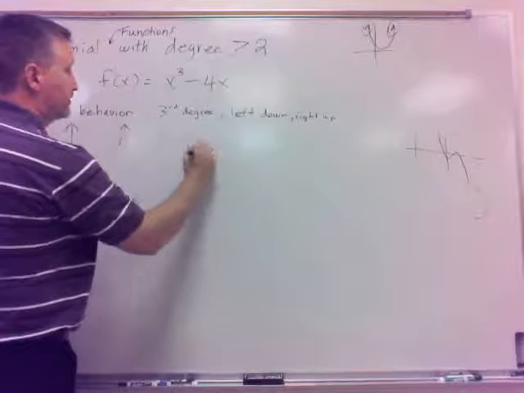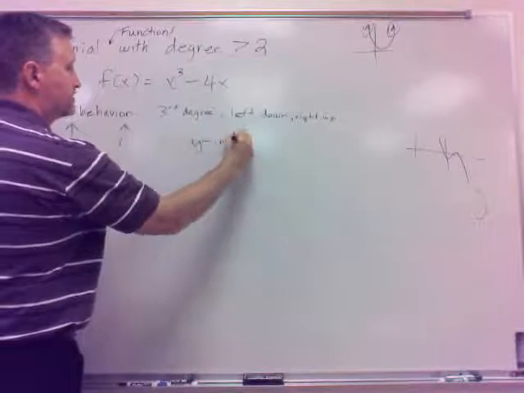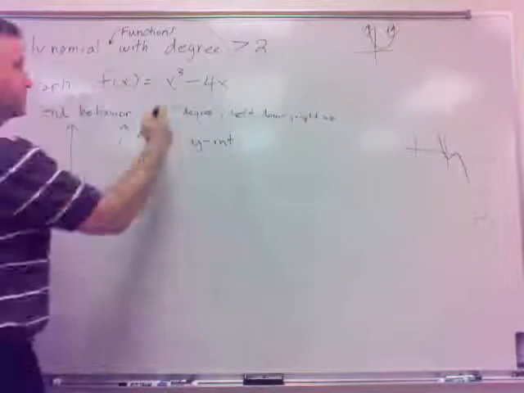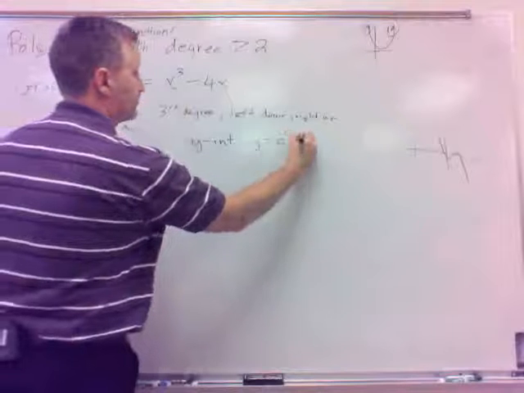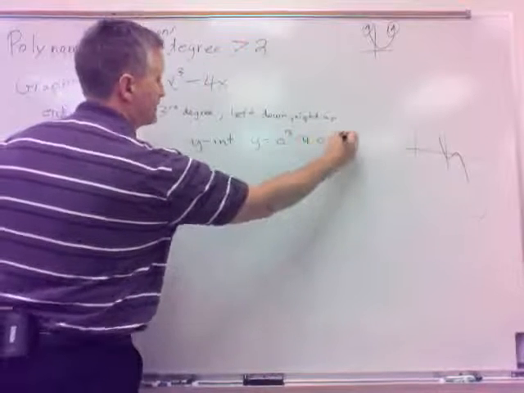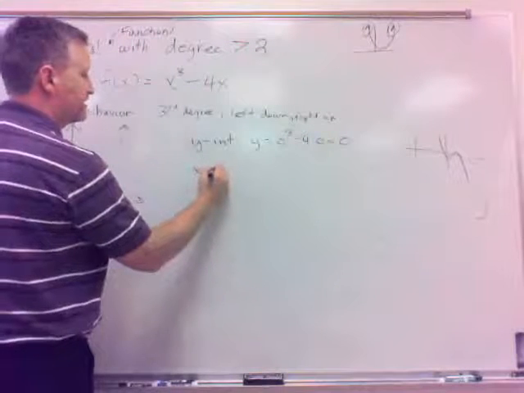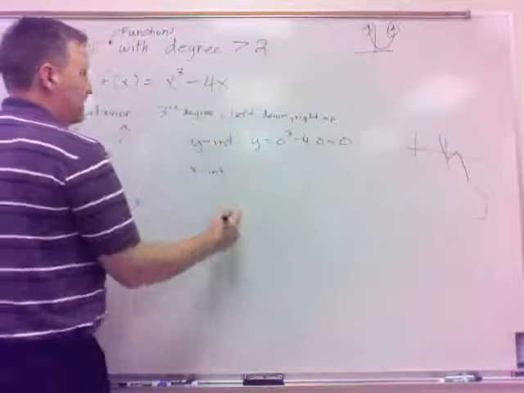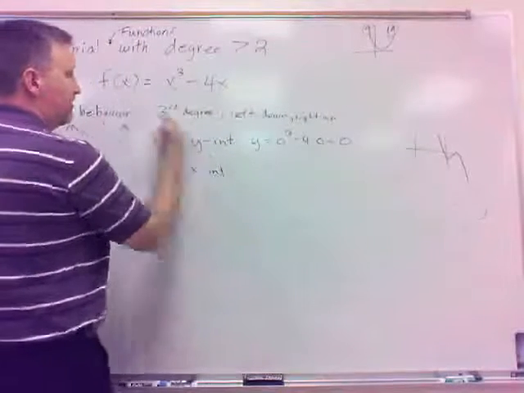For example, we know about the y-intercepts, right? For the y-intercept, we set x to be 0. That's going to be 0 minus 0, that's 0. We know about the x-intercepts. For the x-intercepts, we set y to be 0, or f of x to be 0.